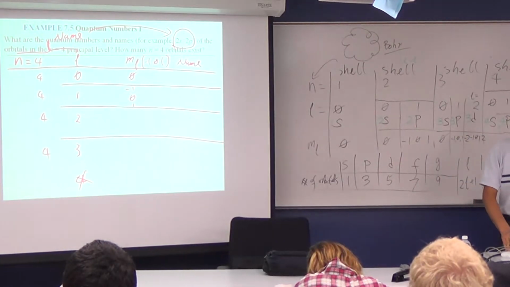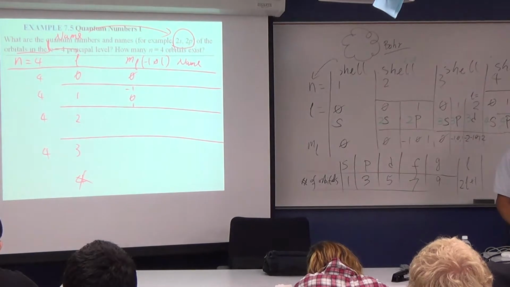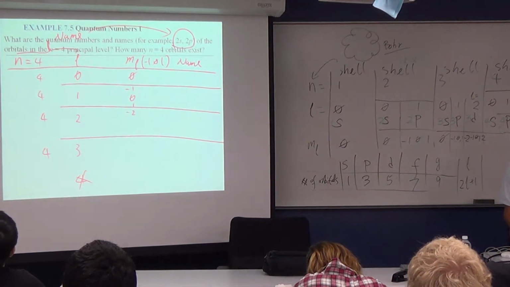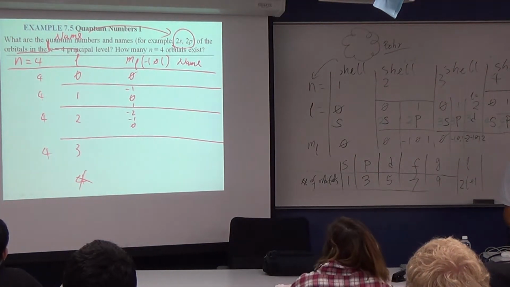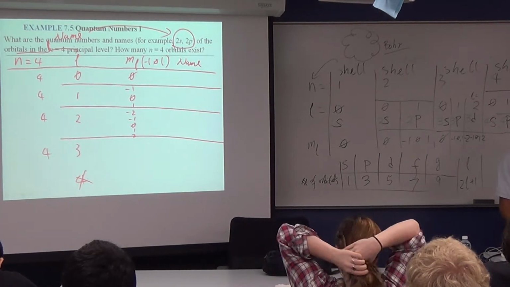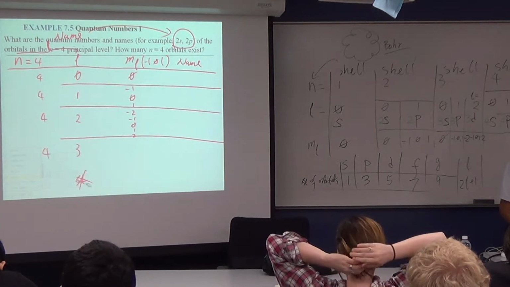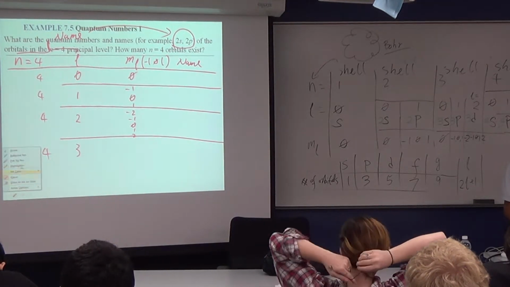So now let's go to the next one. If you tell me L is 2, what are the numbers for ML? Negative 2, negative 1, 0, 1, 2. Similar, so this one is not allowed. So then you do that.